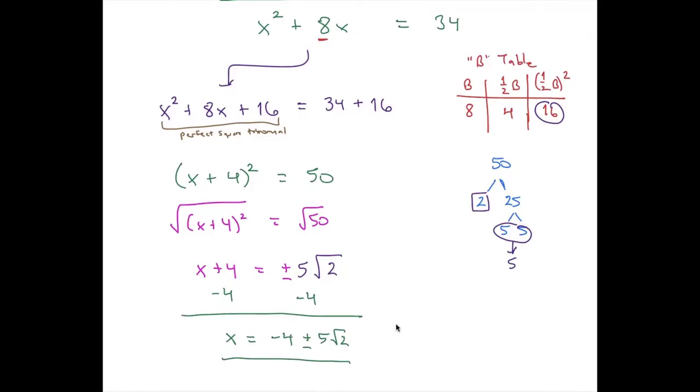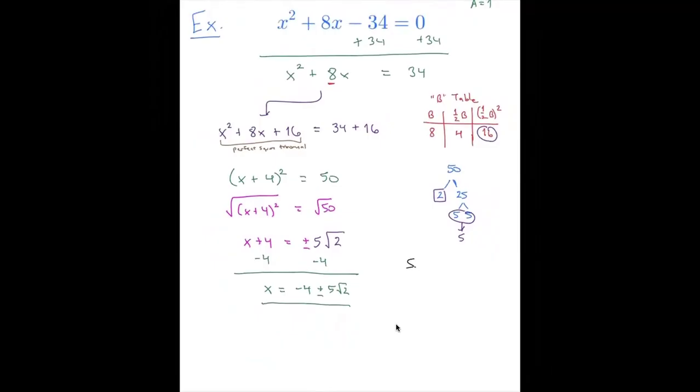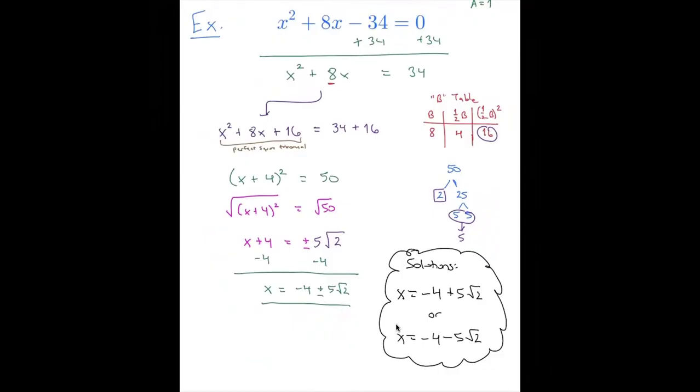And so the last thing, of course, is we'll write our solutions. So our solutions are going to be written separately. It means we're going to have x equals negative 4 plus 5 square root of 2, or x equals negative 4 minus 5 square root of 2. Okay, so there you go. There are your solutions, and this is our answer to this problem.